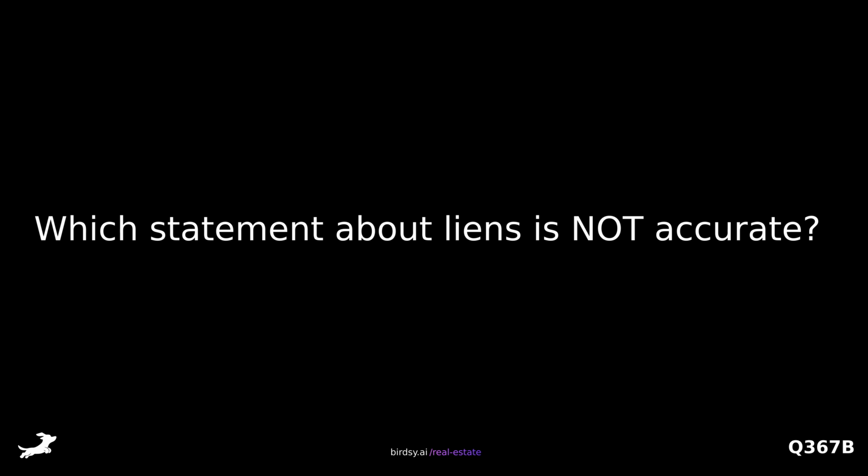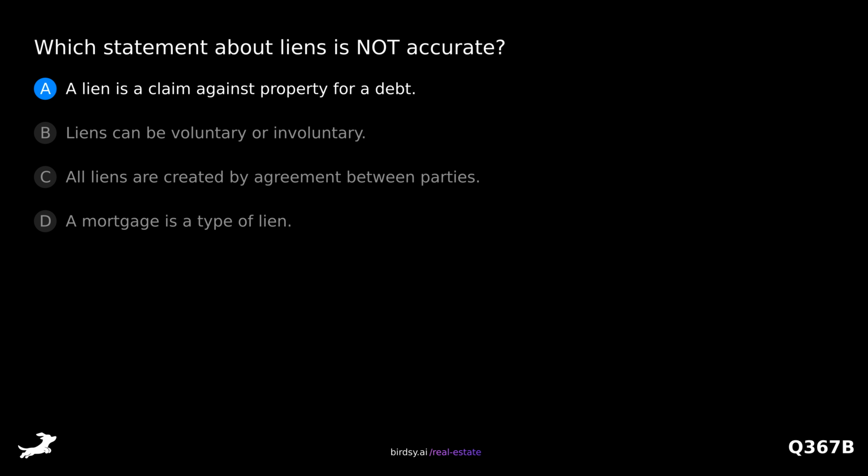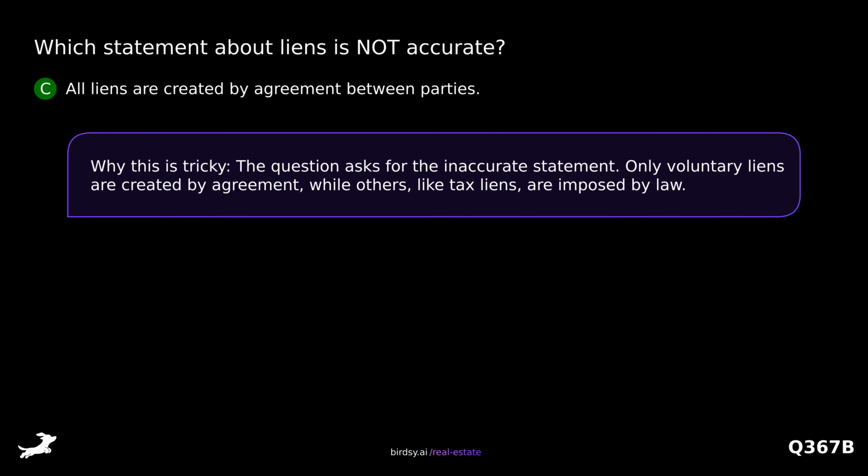Which statement about liens is not accurate? Is it A, a lien is a claim against property for a debt, B, liens can be voluntary or involuntary, C, all liens are created by agreement between parties, or D, a mortgage is a type of lien? The correct answer is C, all liens are created by agreement between parties. Why this is tricky. The question asks for the inaccurate statement. Only voluntary liens are created by agreement, while others, like tax liens, are imposed by law.